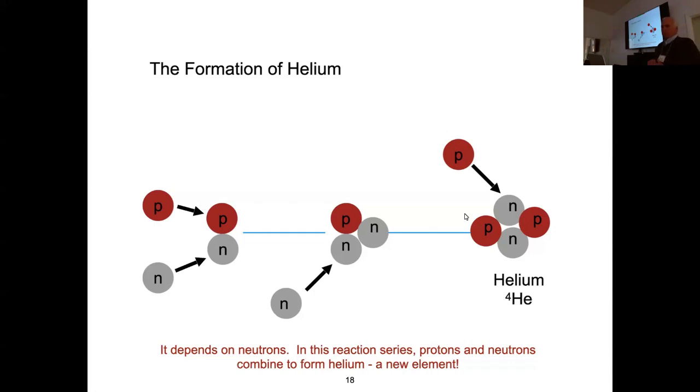Can helium form without neutrons? Can you have just two protons and no neutrons? No. I don't think that's a known isotope of helium. Helium-3 is known with one neutron. Okay.